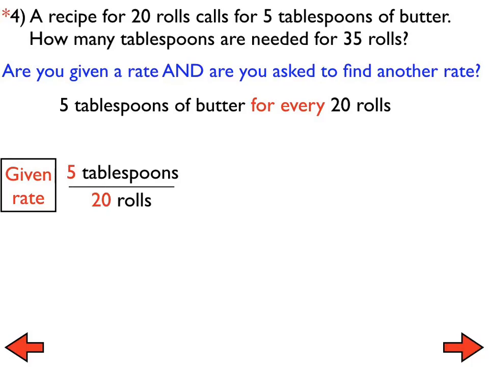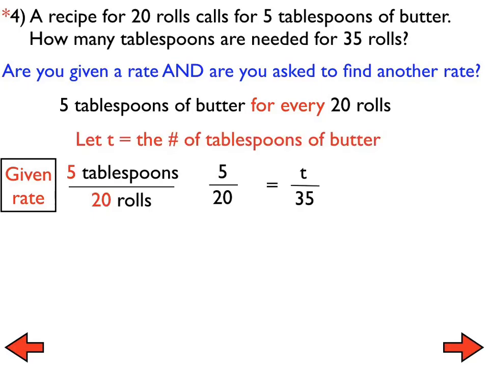Given rate was 20 rolls for 5 tablespoons of butter, or you can have 5 tablespoons per 20 rolls. I'm going to have the tablespoons on top this time. How many tablespoons? That would be X for 35 rolls. So I'm going to set my proportion up like this, using T for tablespoons.